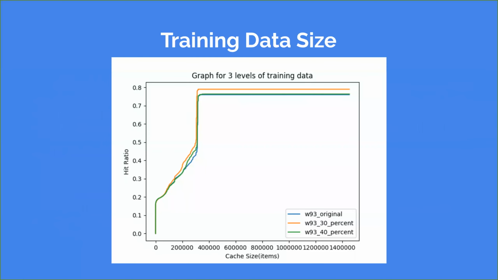As we can see, increasing the training data set size doesn't necessarily improve the performance. Therefore, when we're designing systems like this with prefetching, we need to investigate what is the right size of the training data. Also, as we can see here, the hit rate of W93, where only 30% of data was used as training, is the highest. So it doesn't necessarily mean that adding more training data always improves.